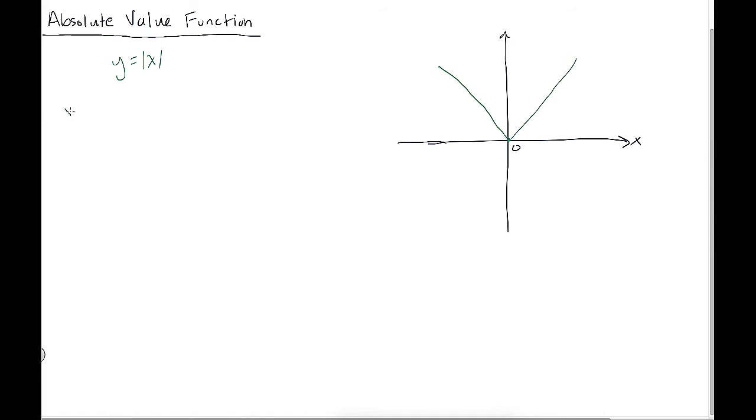Now let's remember, when you have the absolute value, we're talking about the distance from 0. And remember, absolute values always turn your values positive because distance is positive.